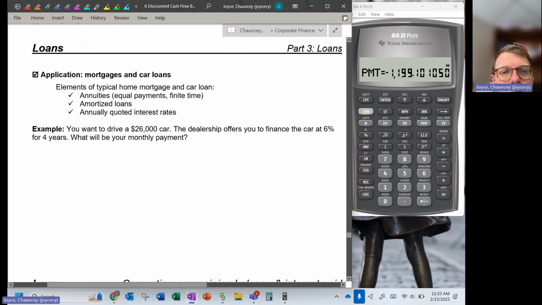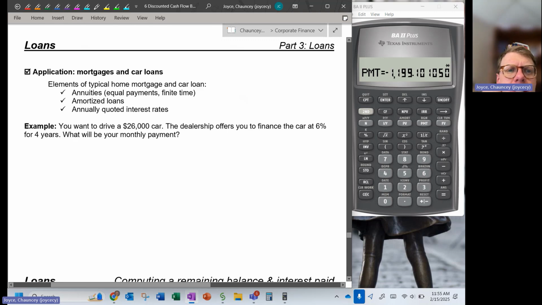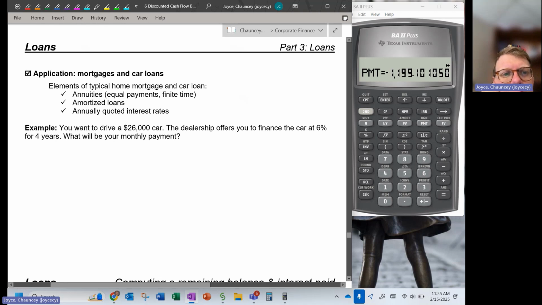So you see these applied a lot in personal finance, but debt financing is very, very common even in corporate finance. So it's nice to know how annuities work. They're amortized. You're getting annually quoted rates. Let's take a look at a car here. So let's do some formula.